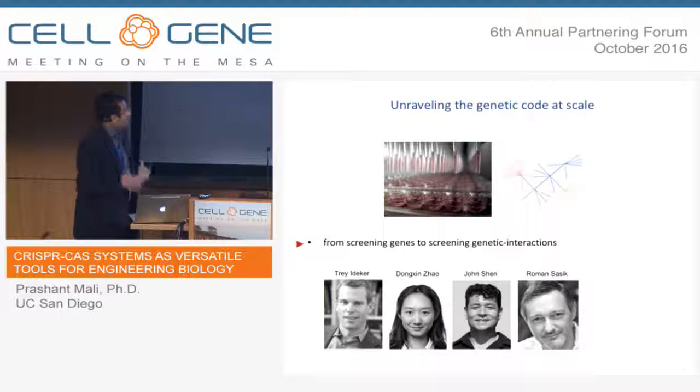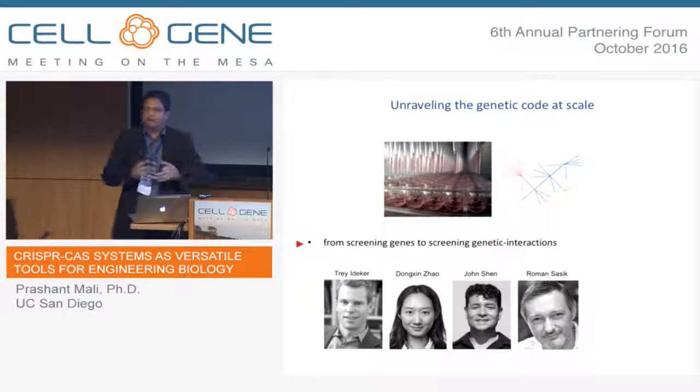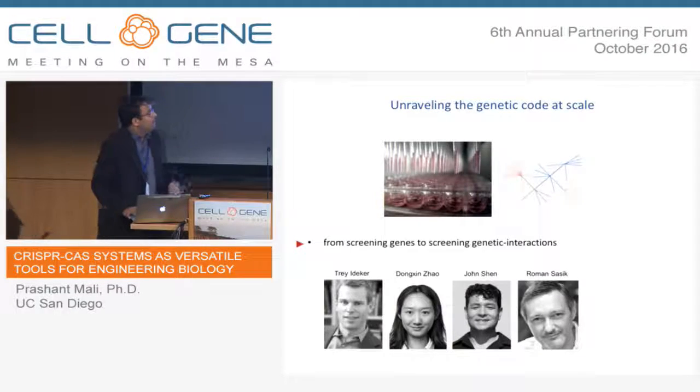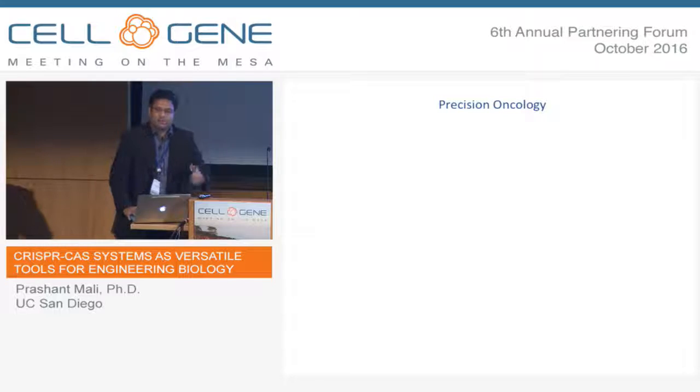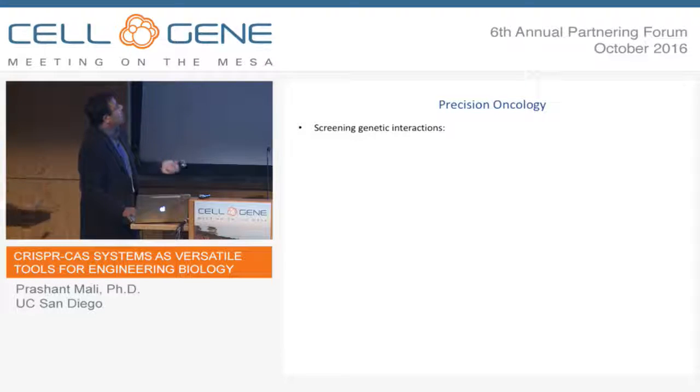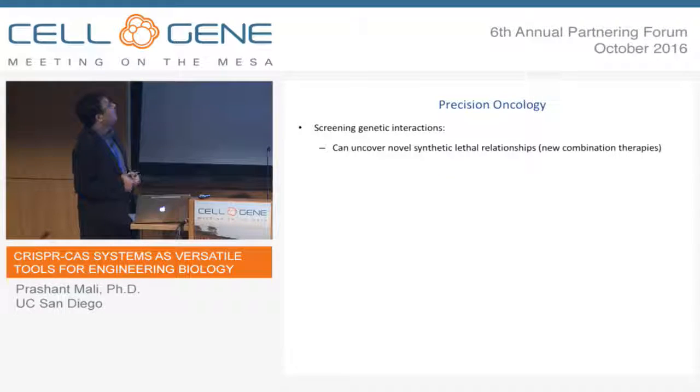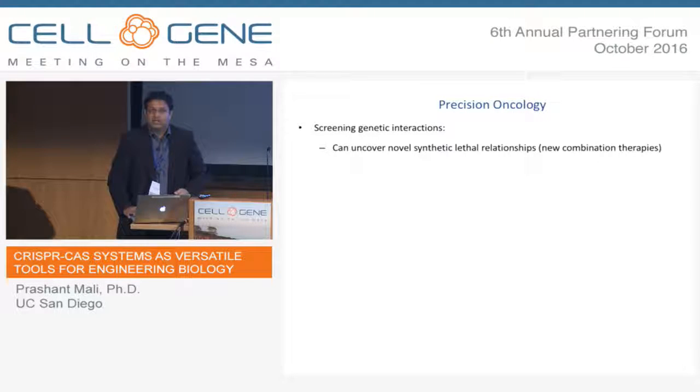So, focusing on screening for genetic interactions. There are various paradigms in which we could have done this screening, but the first one that we focused on was in the context of precision oncology. Why are genetic interactions important in the context of precision oncology? Well, screening for genetic interactions can allow us to uncover novel synthetic lethal relationships, which can in turn give rise to new combination therapies.